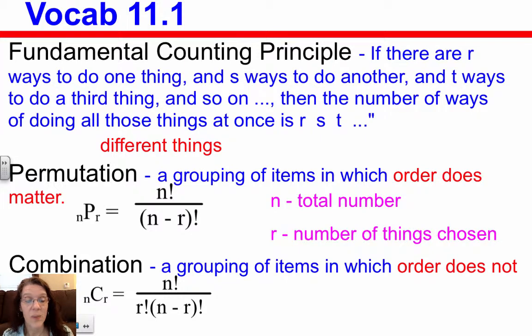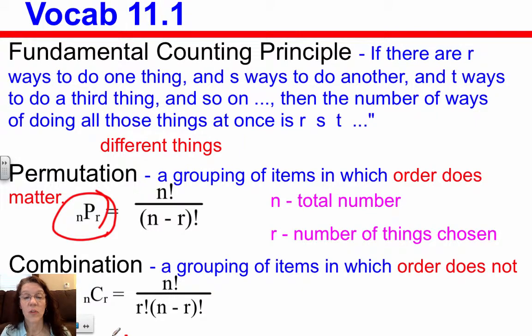We say nPr if you look right over here. Okay? nPr. And that n represents the total number of things in our group, and r represents the number of things that are chosen. They can be the same number, but r can never be bigger than n. And then the funny equation there says n with an exclamation point. That means n factorial over n minus r factorial.